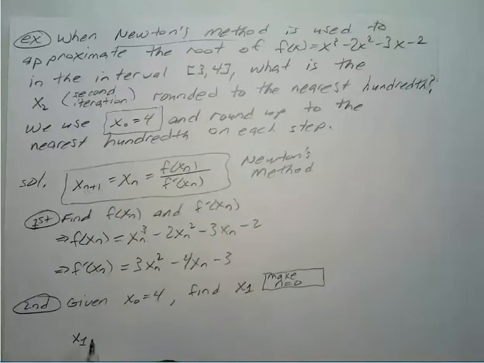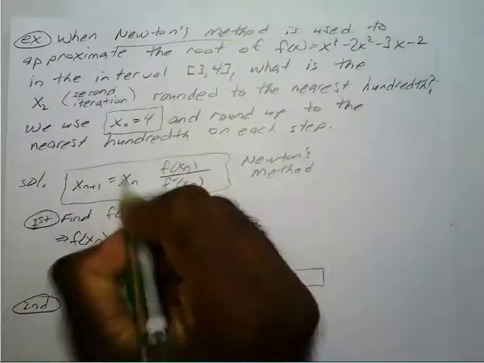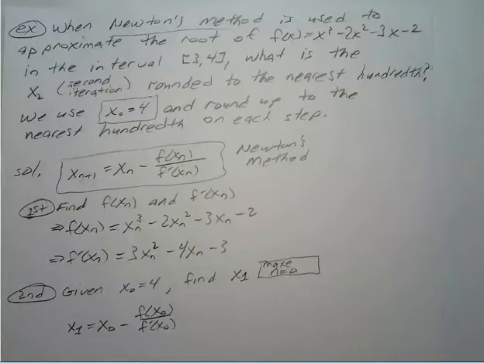So x sub 1 is equal to x sub 0, that should be minus. I'm glad I caught that. There we go. Sorry about that. x sub 0 minus f of x sub 0 all over f prime of x sub 0. So all we did was use Newton's method, but we made our n equal 0 to find where n is equal to 1.